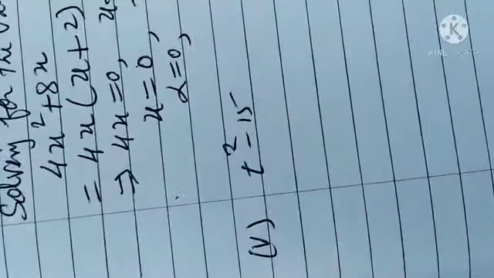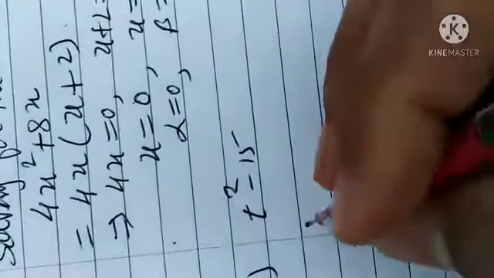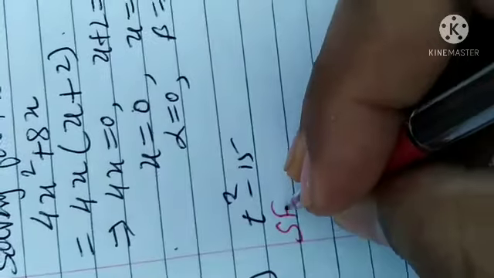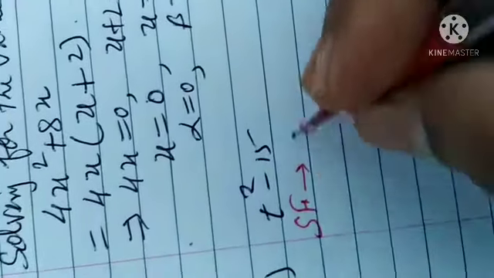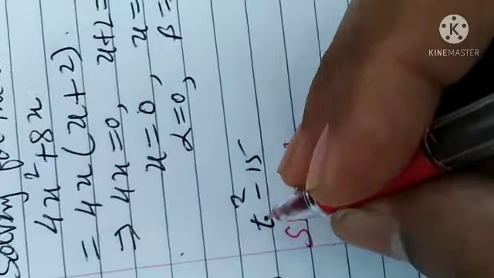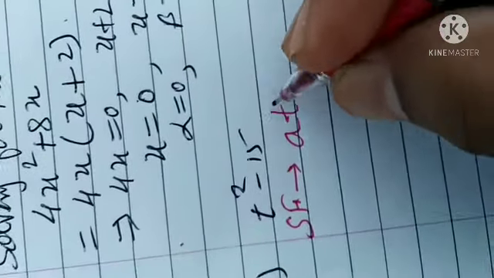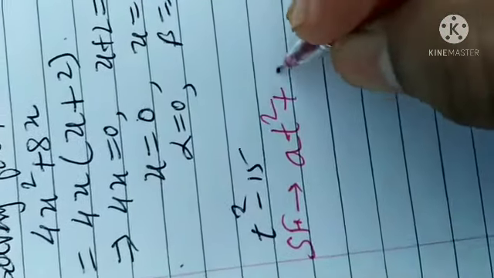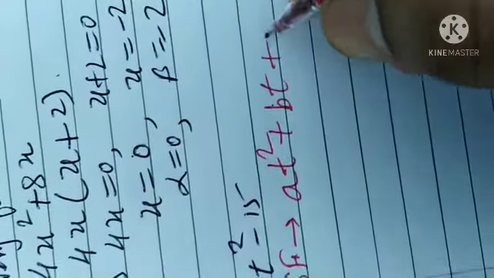Now I am doing the 5th part. That is also very easy. First of all, always write down the standard form. So what is the standard form? A, and in the place of variable, what is variable? T. So write here t. So a t square plus bt plus c.